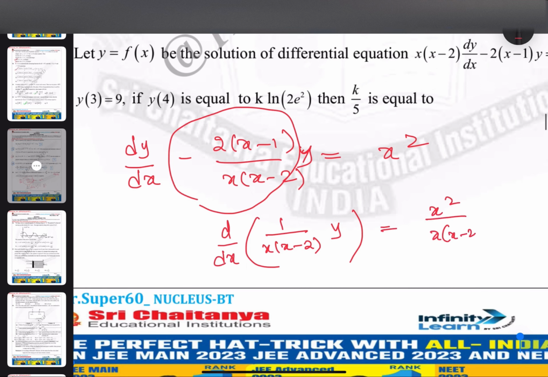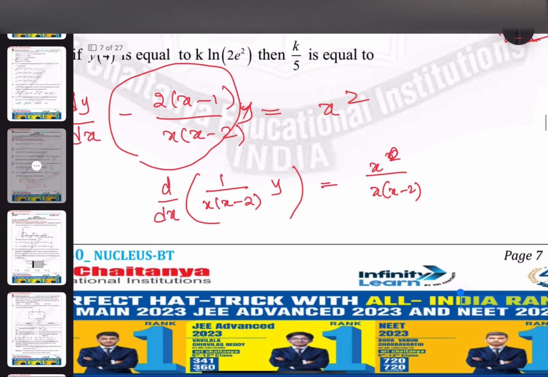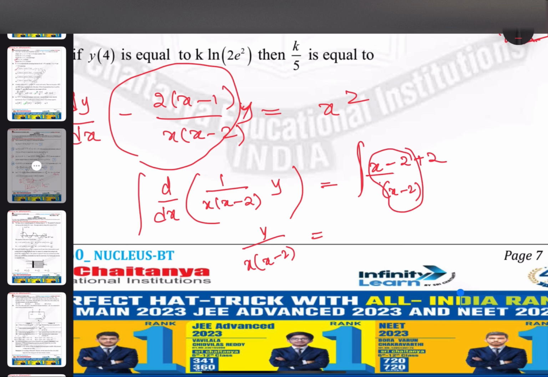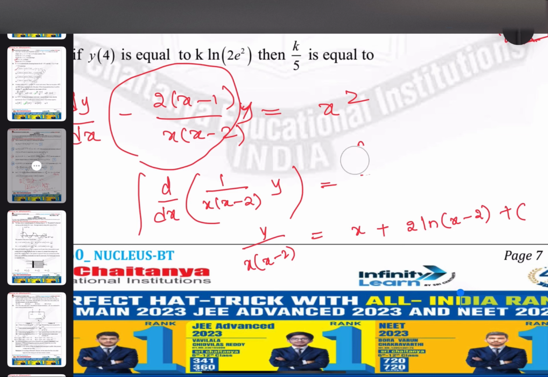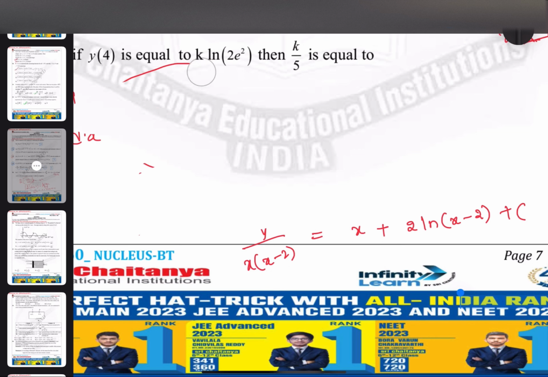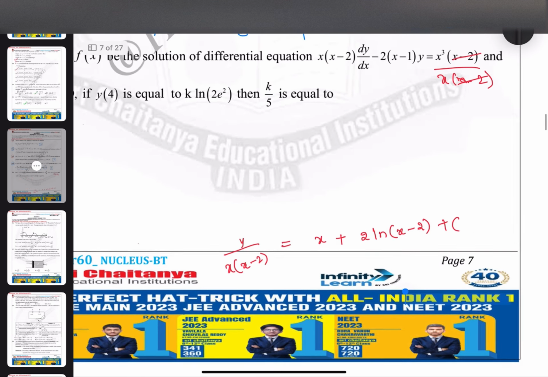Now integrate on both sides. On right hand side, this x and this x square will get cancelled, so you only will have x. Now integrate on both sides. When you do that, left side will be y by x into x minus 2, and right side will be, you can write this as x minus 2 plus 2. So x minus 2 by x minus 2, that is 1, integration of 1 is x, plus 2 by x minus 2, the integration of that will be 2 into ln x minus 2. So plus some arbitrary constant c. So this is the solution to this particular differential equation.